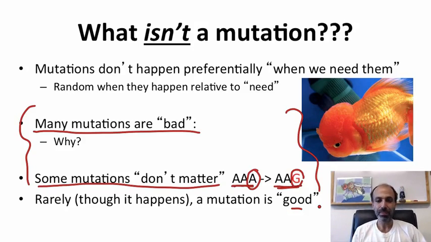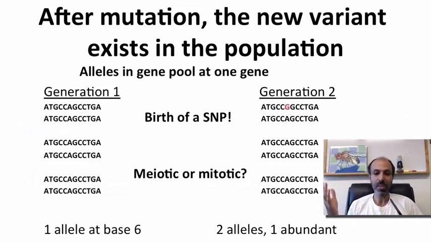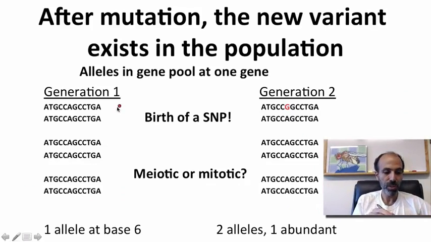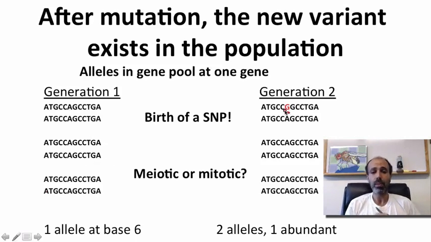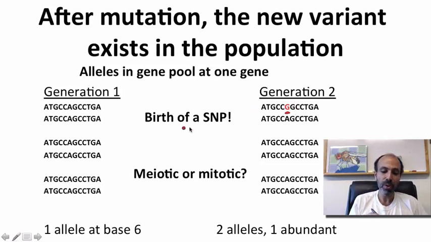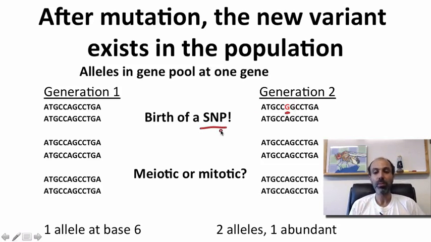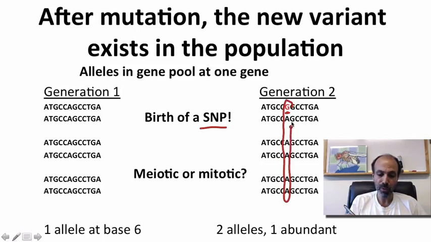So thinking about that, let's imagine that a mutation has happened, and the new variant now exists in the population. So here's our first generation. Everybody has the same sequence. Okay. Now we have this one mutation, like the one I talked about previously, which has arisen in one egg cell. Now, as you'll notice, we now have the birth of a SNP, a single nucleotide polymorphism. Because here, all the sequences were exactly the same. Now we have one site, which is polymorphic. It has 2 different variants there.